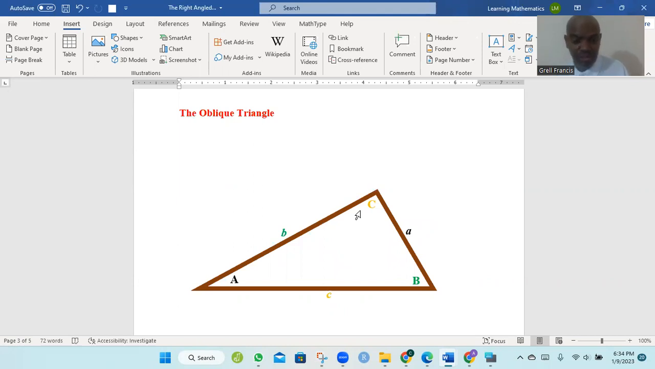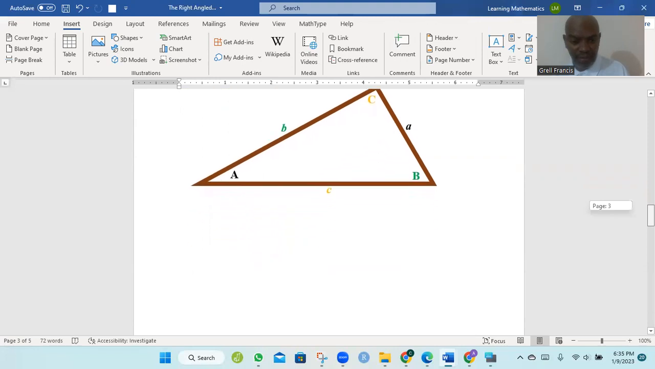I repeat, any triangle that does not have a box and you want to describe it, you must not use the word hypotenuse and you must not use the word adjacent. The only word you can use is opposite, because the rule is that the side that is opposite to the angle carries the same letter. The uppercase is for the angle and the lowercase is for the side. So side a is opposite to angle A, side b is opposite to angle B, and side c is opposite to angle C.